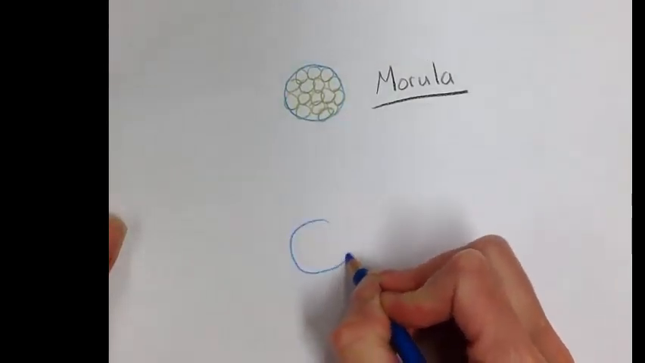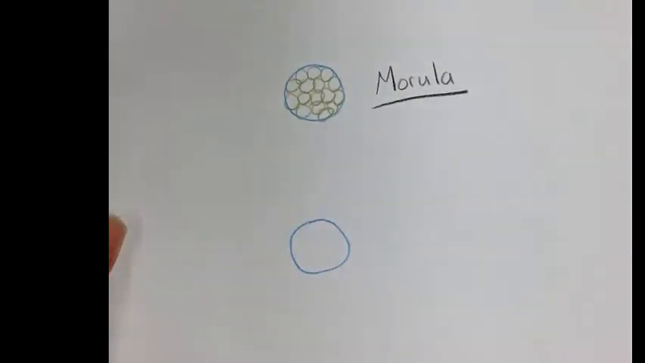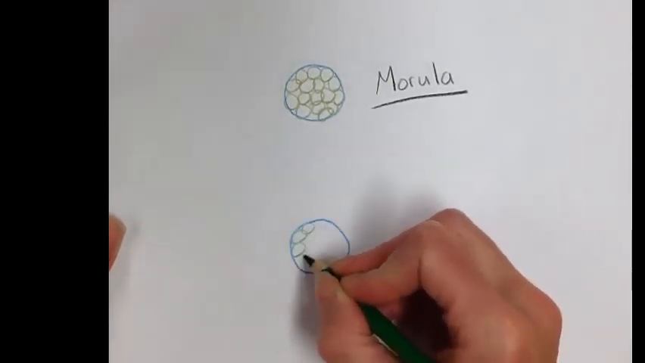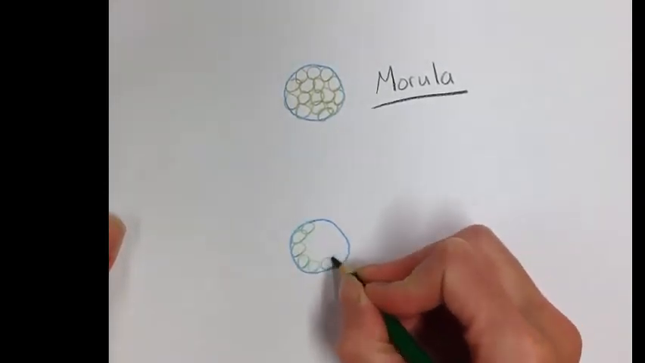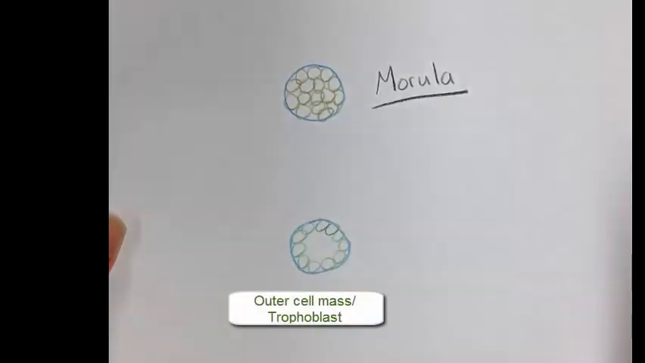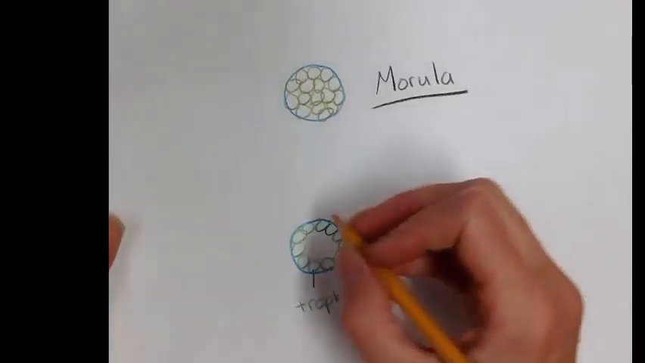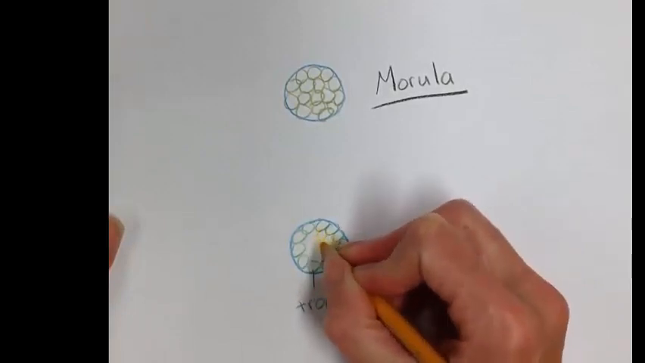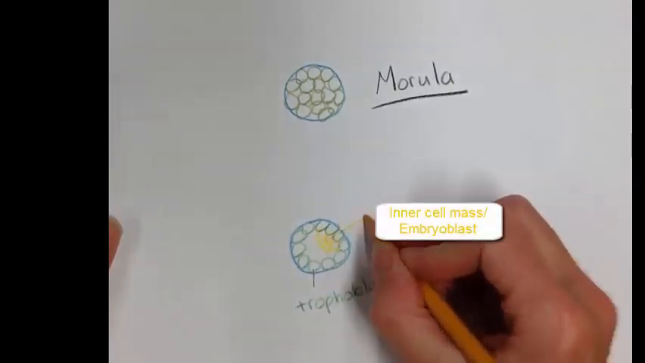Now we need to turn the morula into a blastocyst. So how does that happen? The cells of the morula begin to differentiate into two different masses. One group of cells begins to surround themselves along the periphery, and they are called the outer cell mass, or trophoblast, while the other cells group themselves into a bundle at one end, and they are referred to as the inner cell mass, or the embryoblast.